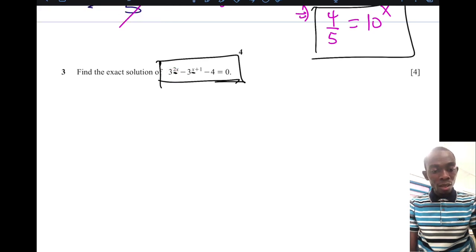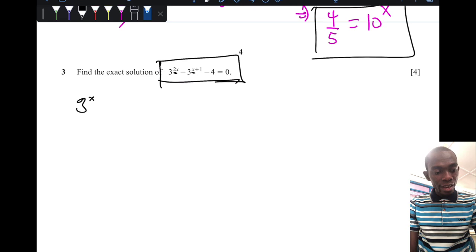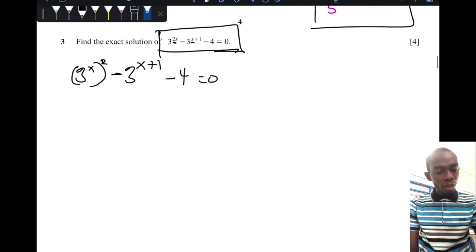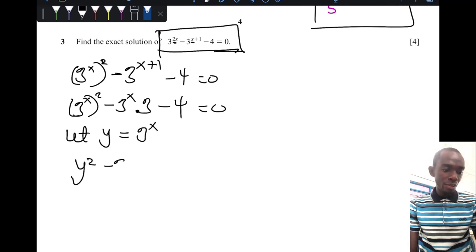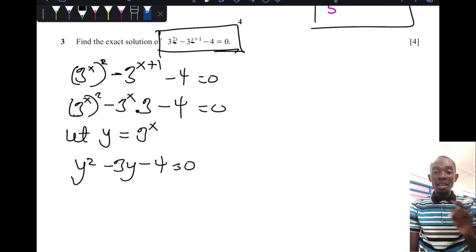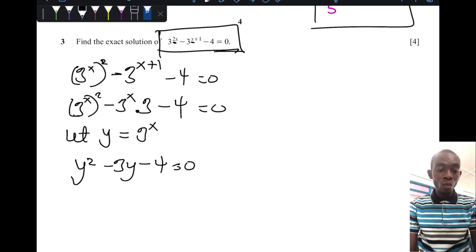This part, we can rewrite it as 3 to the power x all squared, right? Then we have minus 3 to the power x plus 1 minus 4 equals 0. We can split this part as well. So we have 3 to the power x all squared minus 3 to the power x times 3 minus 4 equals 0. So you can say let y be equal to 3 to the power x. So you're going to have y squared minus 3y minus 4 equals 0. Now do you see that as a quadratic? Yeah. So once you see something of this nature, start to think of quadratic.